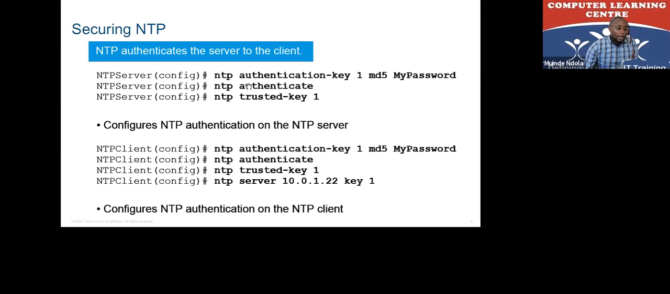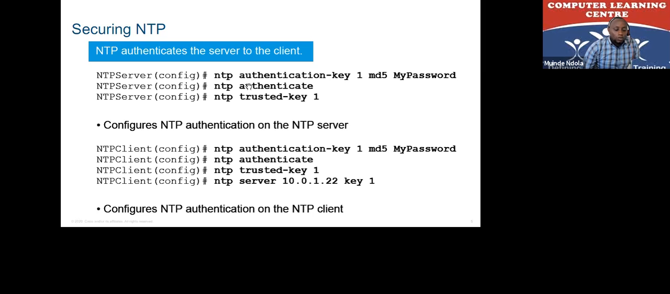Then you go to the client and you set the NTP key. Make sure that the client also has the same key as the server. So you say ntp authentication-key 1 md5, ntp authenticate, then ntp trusted-key 1. Now the command to connect an NTP client to an NTP server is the address of the server. So when you say ntp server 10.0.1.22, it's going to connect without sharing the password.